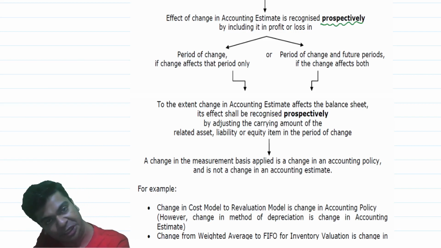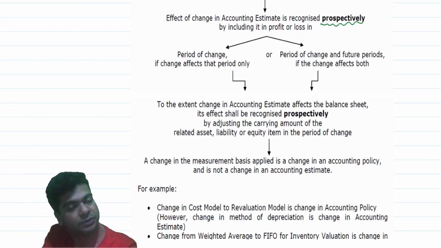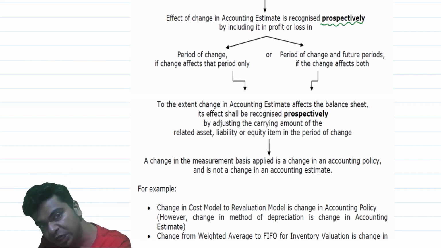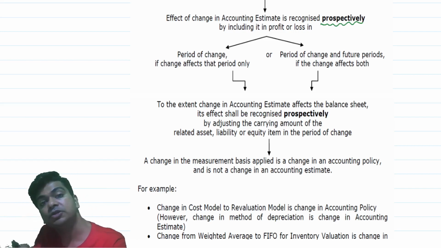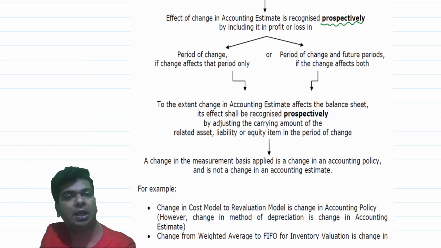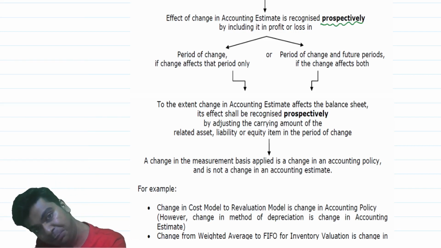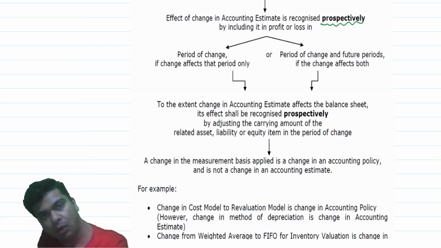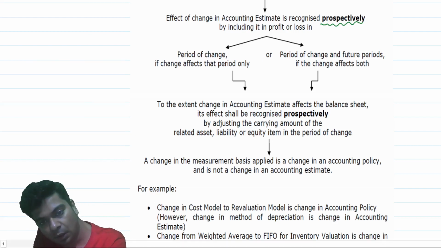But when you are changing the useful economic life of the asset, when you are changing the salvage value of the asset, this will affect depreciation for the current year. It will also affect depreciation for the future years. Remember, a change in accounting estimate will never affect previous years. Either it will affect the current period or it will affect the current period and future periods.